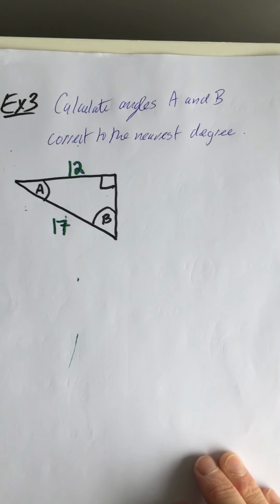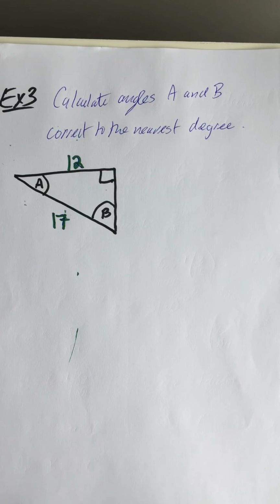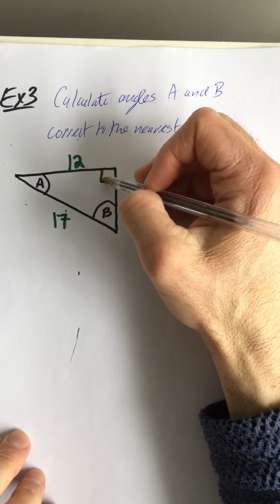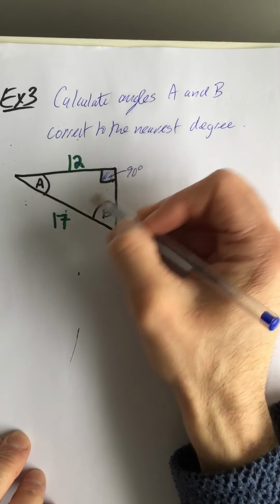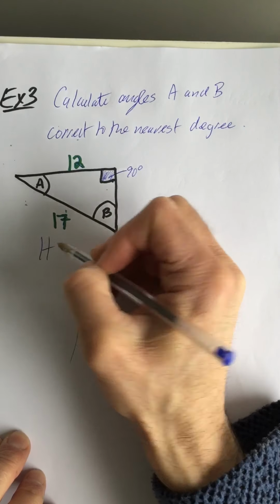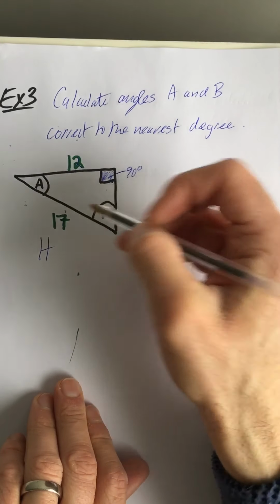Example 3. Here we're asked to find the two angles inside a right angle triangle. Calculate angles A and B correct to the nearest degree. So notice this is a right angle triangle. So by the way, that is 90 degrees. So if that's 90, this is going to be H. Now, depending on which angle I choose to work with first, let's choose A.